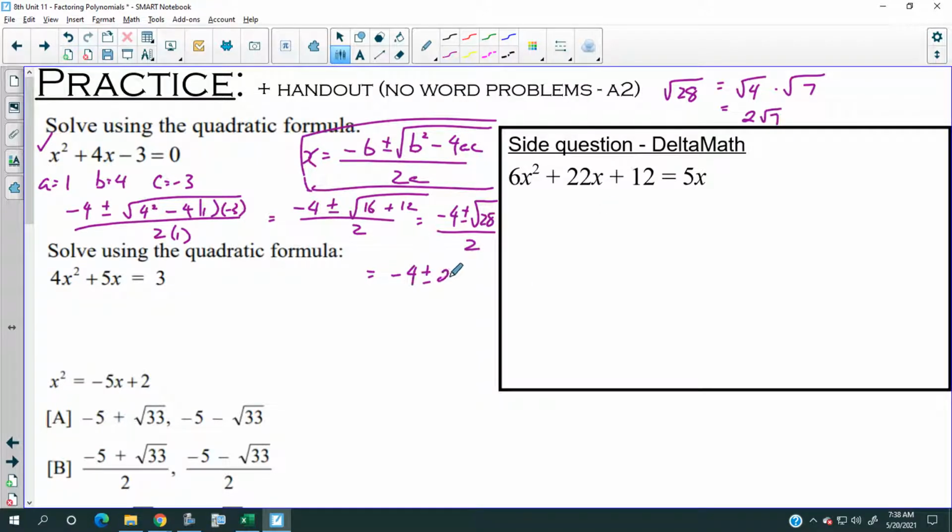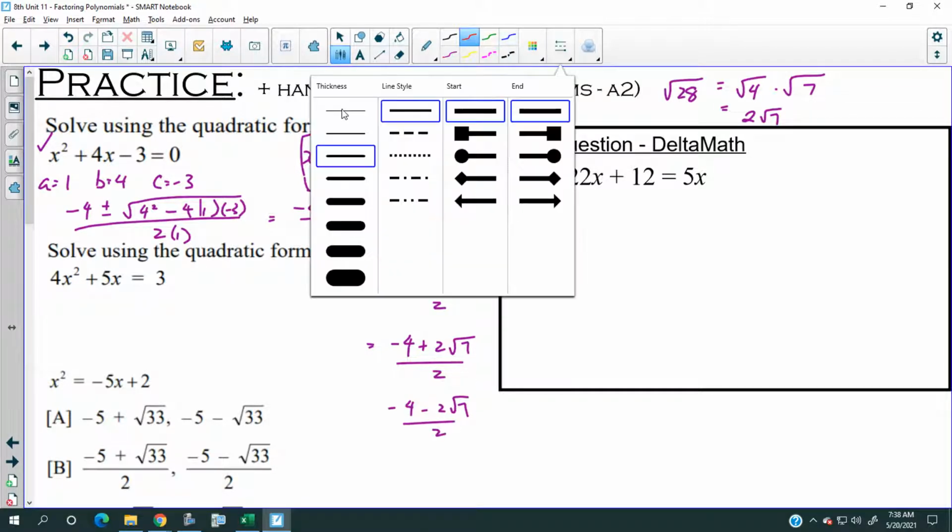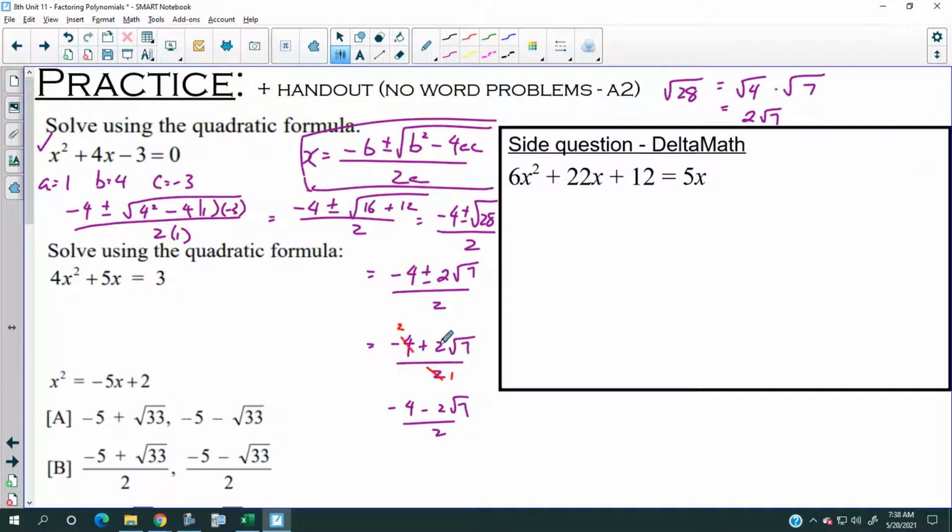So I'm going to write it like this, and split the answer up. We get negative 4 plus 2 square root of 7 over 2, and then negative 4 minus 2 radical 7 over 2. Now here I could simplify, and it's more or less a requirement. 2 goes into 2 once, 2 goes into 4 twice, and 2 goes into 2 once. Same thing here.